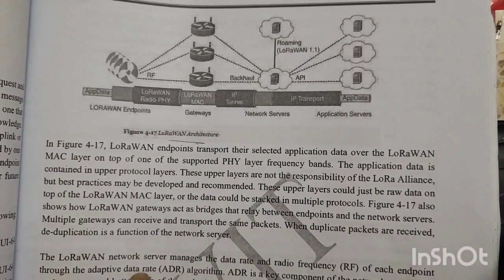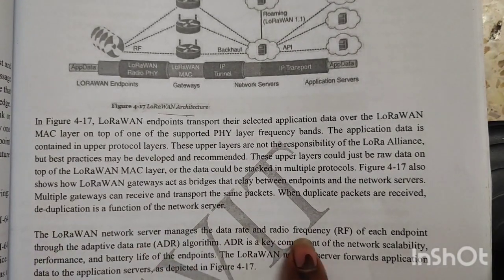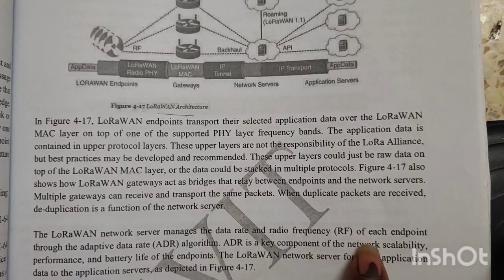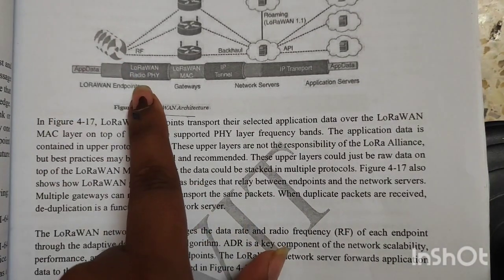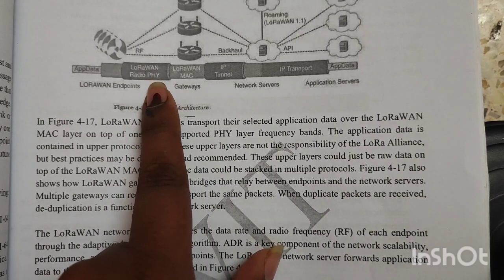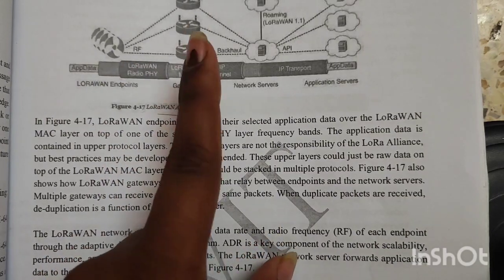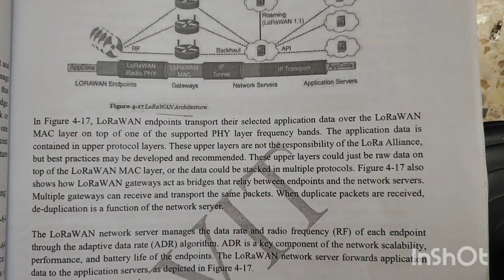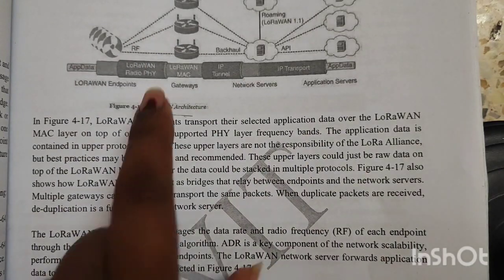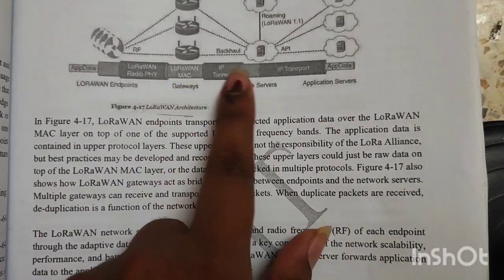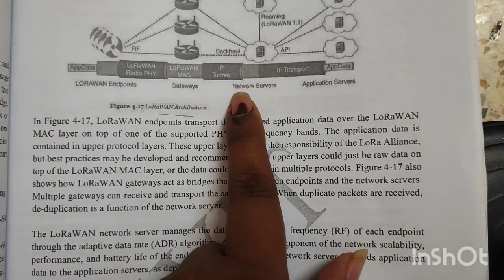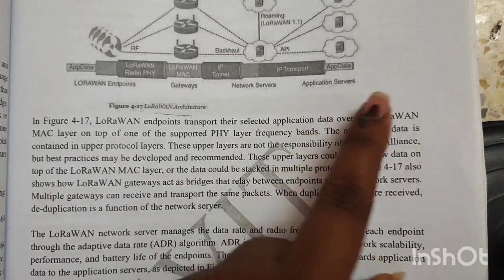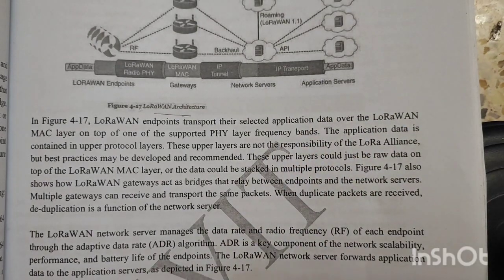So you have the LoRaWAN radio frequency. App data is sent by radio frequency to the LoRaWAN radio physical layer. From there it goes to the MAC layer, and then IP tunnel happens, and then IP transport happens. While going to the IP tunnel, it is called gateways. From the IP tunnel, while transporting, it is called network servers, and then application servers.